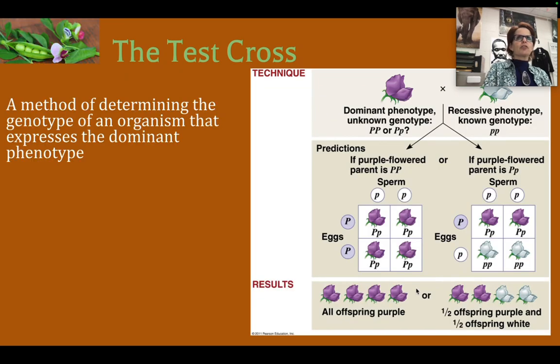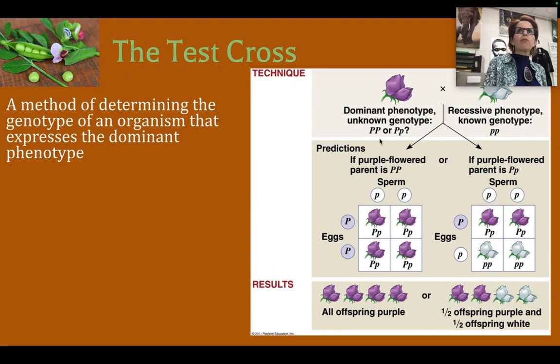Okay, the test cross. Remember, it's a method of determining the genotype of an organism that has the dominant phenotype. So in this example, purple is dominant, and Mendel can't tell if this flower is homozygous dominant, has 2 capital P's, or whether it's heterozygous, a capital P and a little p. They'll both look exactly the same. They'll both be a purple flower. So he does a test cross on them with a white flower, which is recessive.